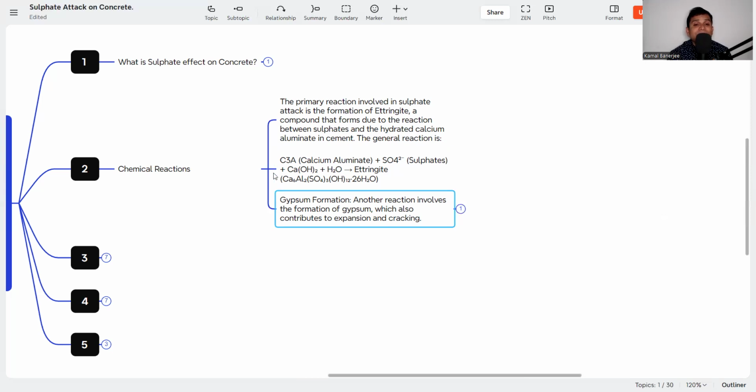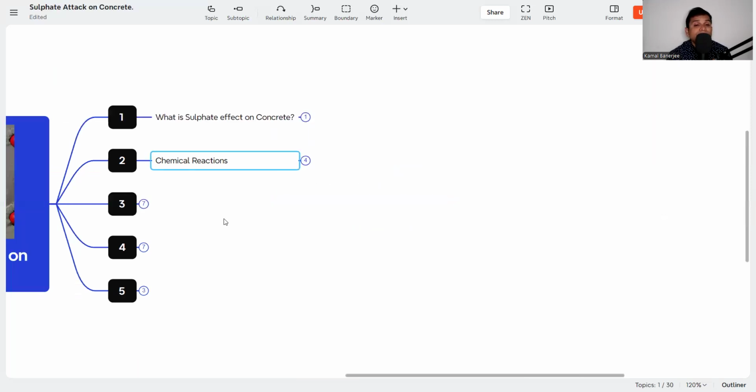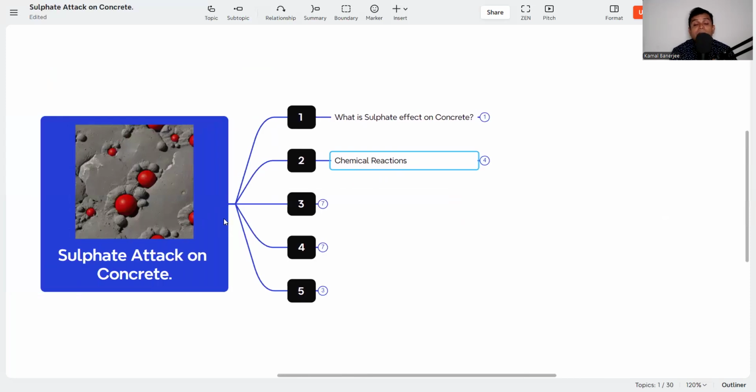This is the chemical reaction that actually happens when the sulfate comes into contact with the concrete along with the water.